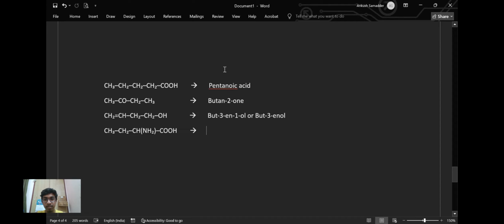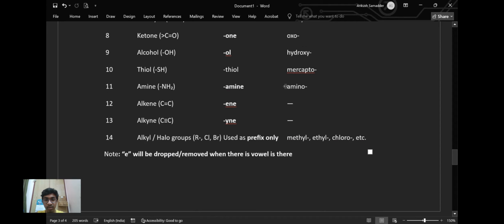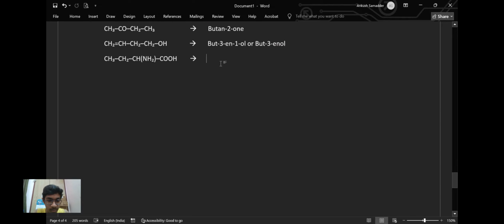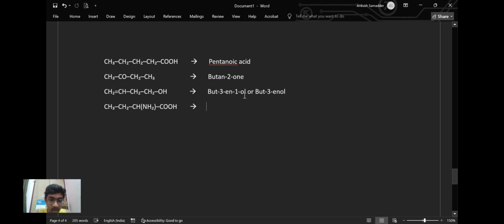So when it is written as a prefix, we'll write it on the second number where it is. So second, two amino, four carbons are there. So butanoic acid. This is the thing that you have to remember.